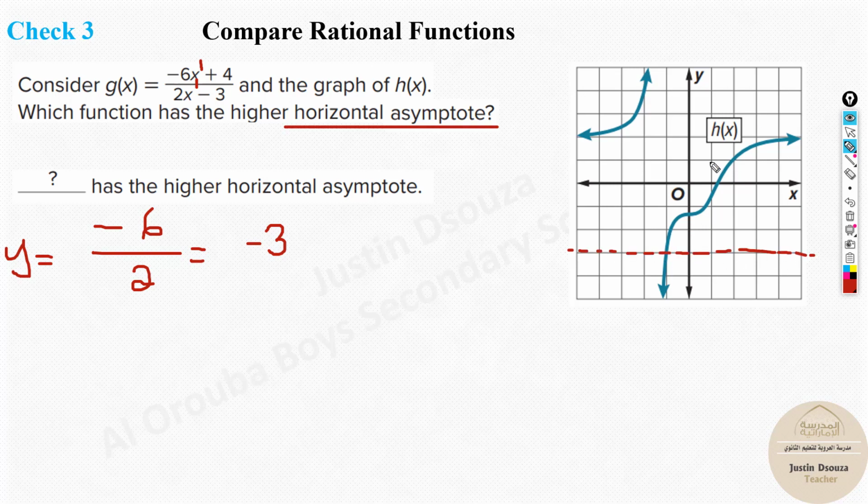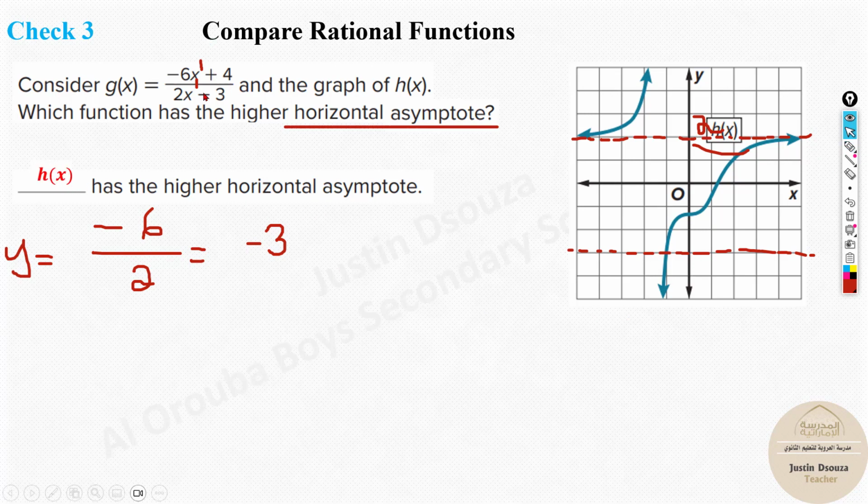Now what about this given function? Here the horizontal asymptote appears to be at positive 2. So which function has the higher horizontal asymptote? It's the graph, already graph 1, that is h of x. So the answer is h of x.